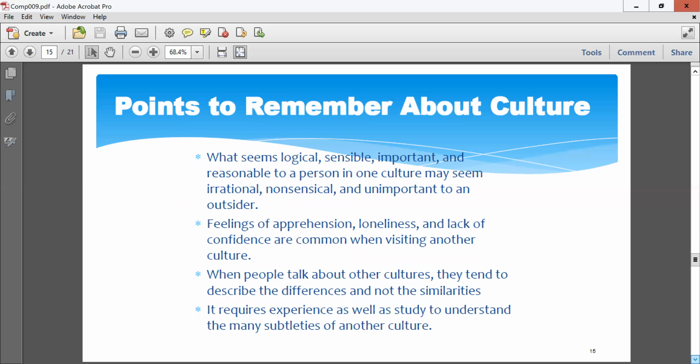The point to remember really about culture is that what seems logical or sensible or important to you or to a person in one culture doesn't necessarily make sense in another culture. So to say, "Well, that's just the way we do it," doesn't really take into account the other person's perspective or feelings. It's common for people in a culture that's not their native culture to feel apprehensive, maybe self-conscious, and maybe even lonely in that environment.